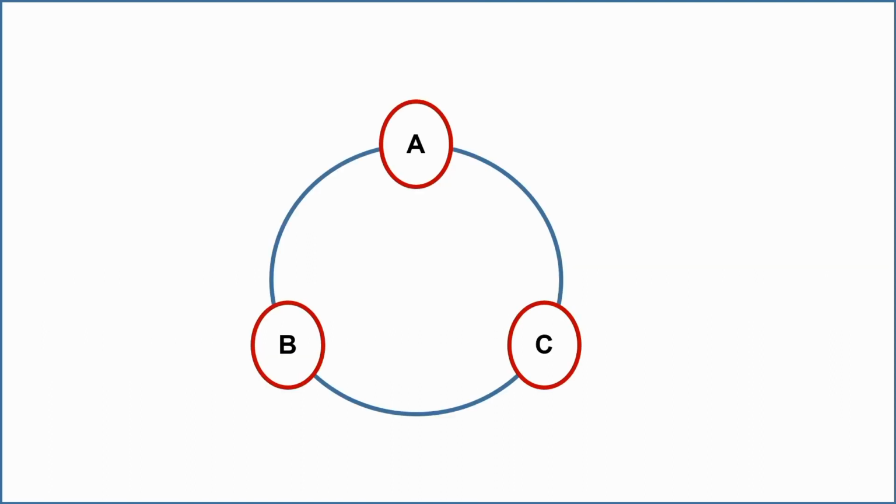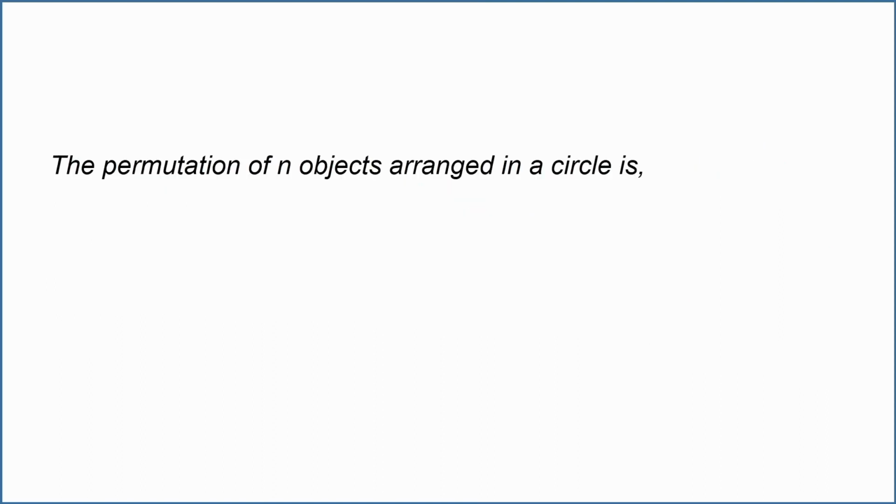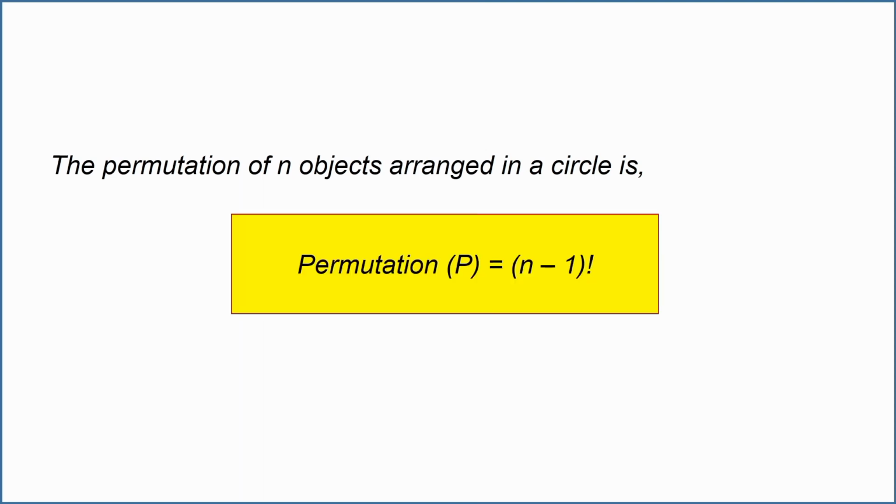Let's examine this figure. This figure shows a circular permutation of A, B, C. If we count clockwise, the permutation can be named ACB, CBA, and BAC. The permutation of n objects arranged in a circle can be solved using the formula (n minus 1) factorial.